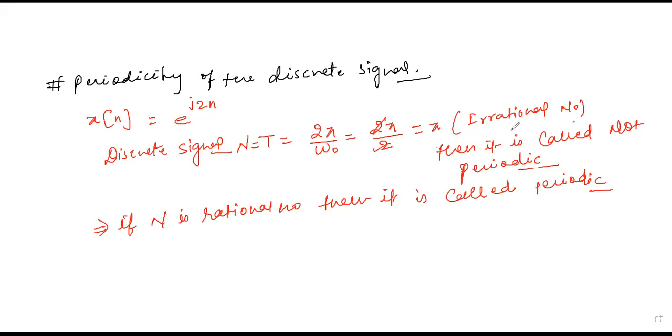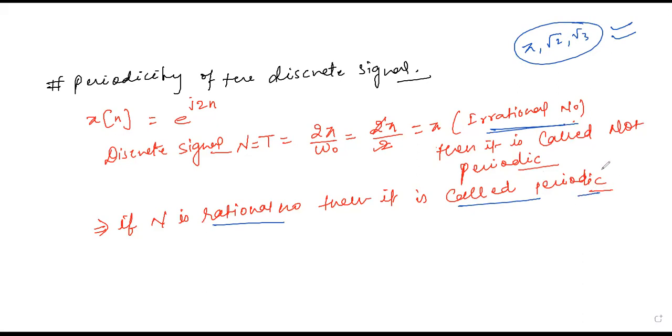So T equal to 2 pi by omega naught should be a rational number for periodicity. If it is an irrational number, such as pi, root 2, root 3, these all are irrational numbers. Got it? So if it is an irrational number, then it is said to be not periodic. If it is a rational number, then it is called a periodic signal.